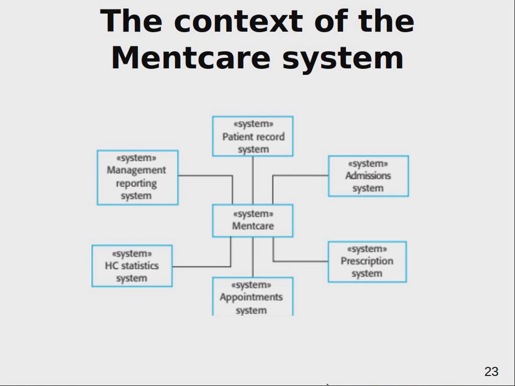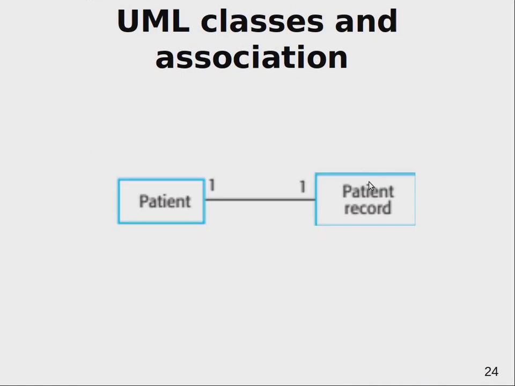And here the example is a class diagram, which shows a newly designed system and the different important subparts of the system, like admission, prescription, appointments, healthcare statistics, management reporting, and patient record system. So it is very high level, showing the most important parts of a system. And this model may also be shown as a package diagram, because in reality these large parts probably are packages of a system, not just a simple class.